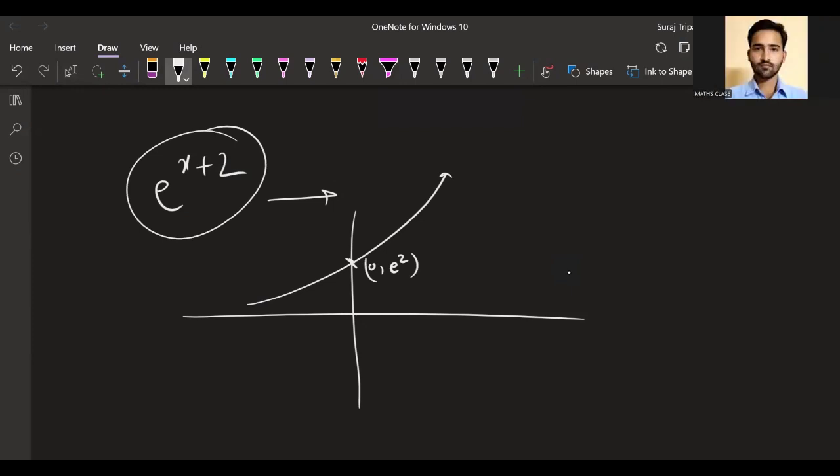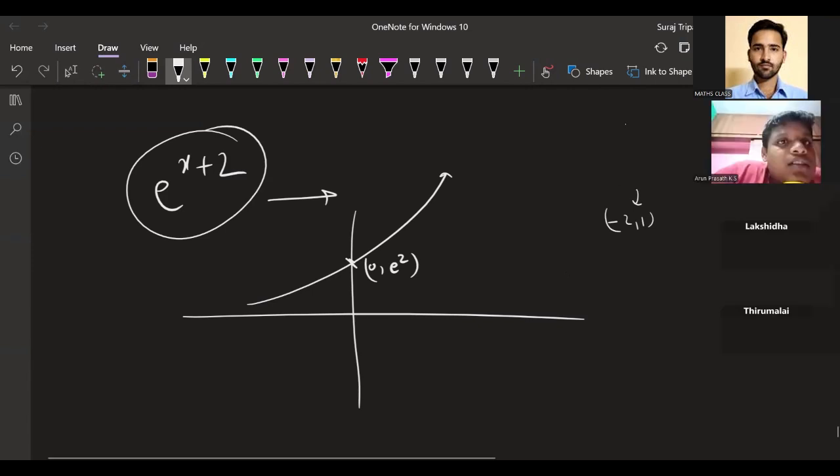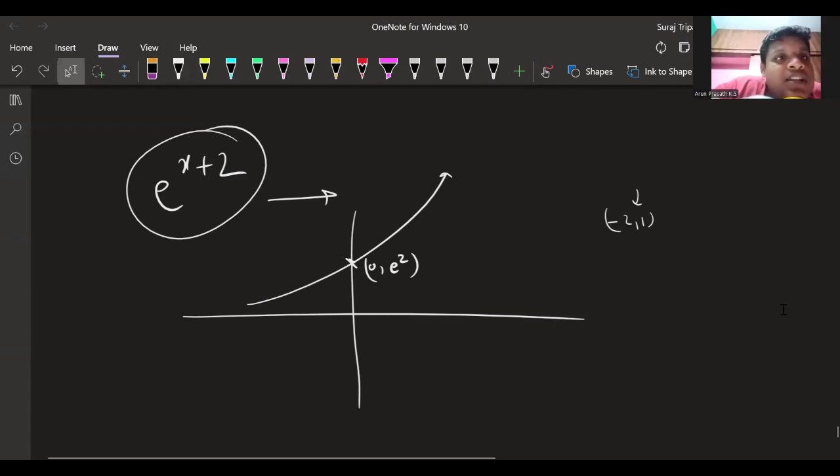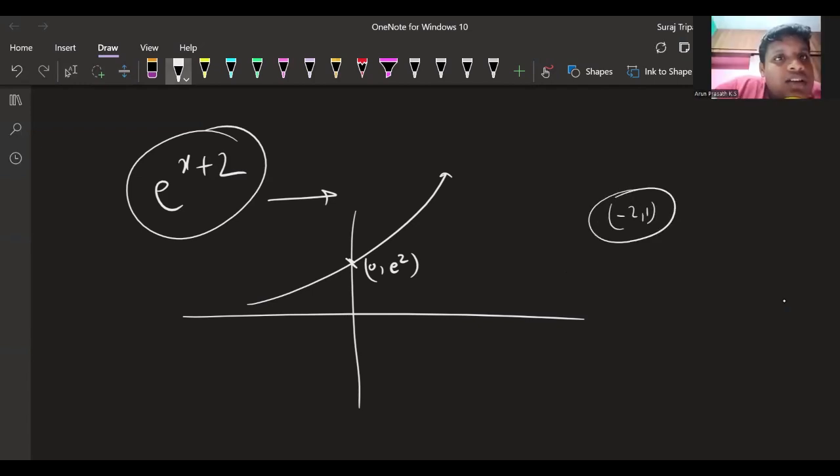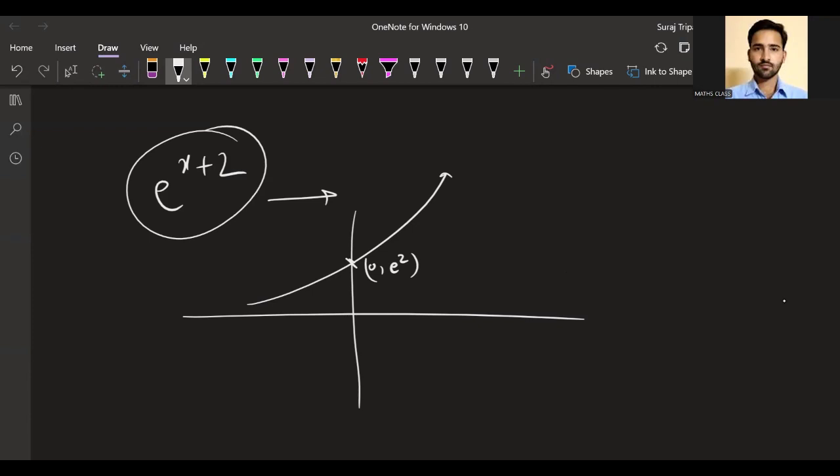Minus 2 comma 1, sir. What is this? It is not necessary to mention that, sir. Minus 2 comma 1. What is this minus 2 comma 1? Yes, sir. For minus 2, e power that number will be 1. So if I put x equals to minus 2 here, this will be equal to 1. So this point is minus 2 comma 1.